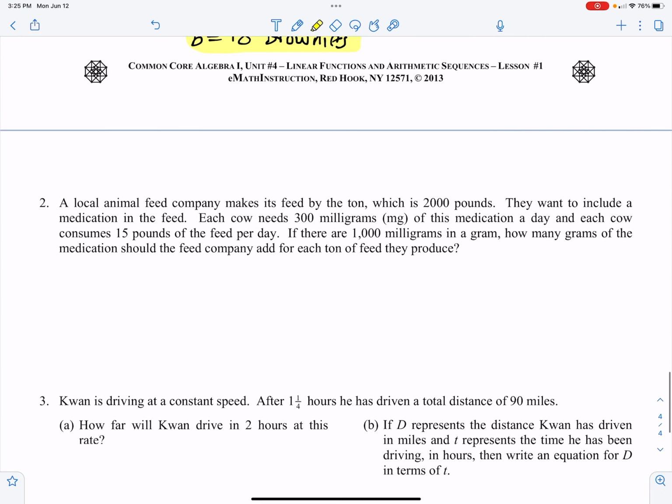Okay, number 2, we have another example of proportional reasoning. It says a local animal feed company makes its feed by the ton, which is 2,000 pounds. They want to include a medication in the feed. Each cow needs 300 milligrams, that's mg, of this medication each day, and each cow consumes 15 pounds of the feed per day. If there are 1,000 milligrams in a gram, how many grams of the medication should the feed company add for each ton they produce?